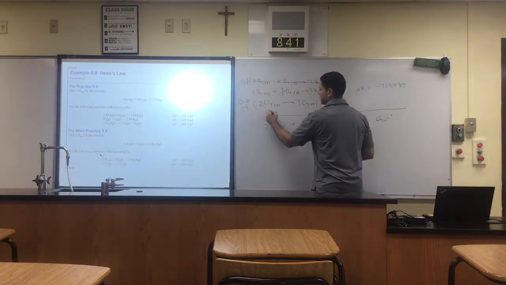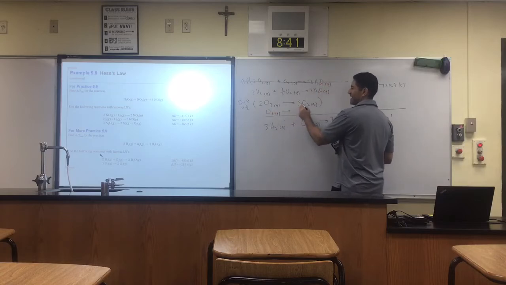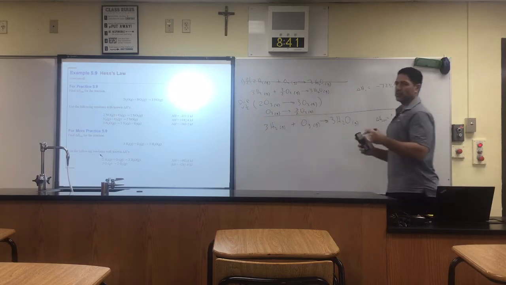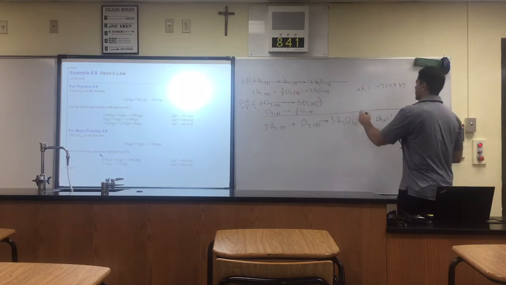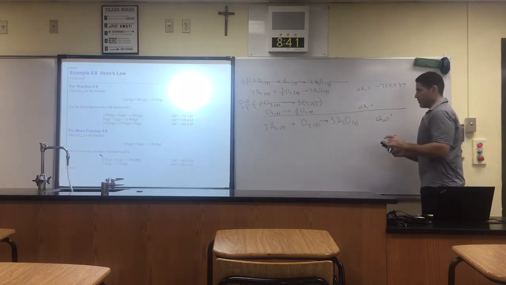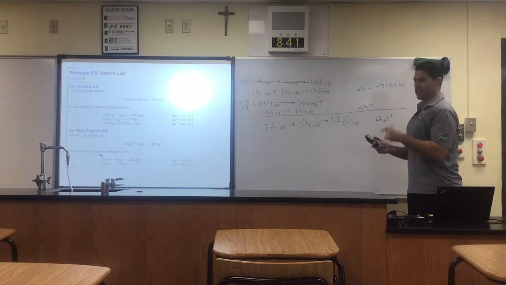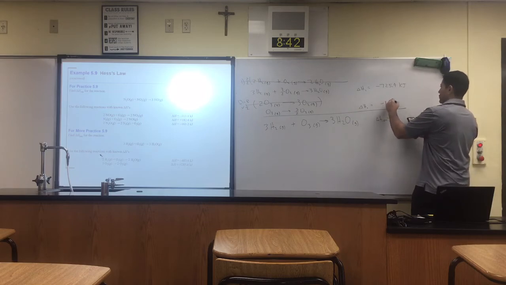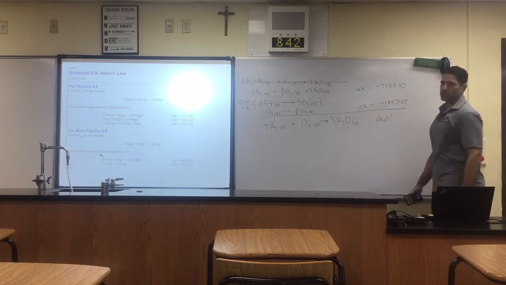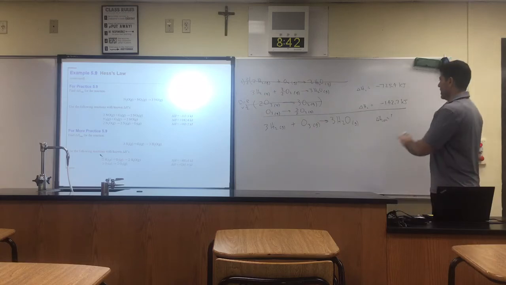You get 1 ozone, and then this is the tricky one. You get 3 over 2 oxygens. 3 multiplied by a half is 3 over 2, okay? And the delta H for this one, now remember we got to first change the sign, so it's going to become negative 285.4, and we need to divide that number by 2, and you get negative 142.7 kilojoules.